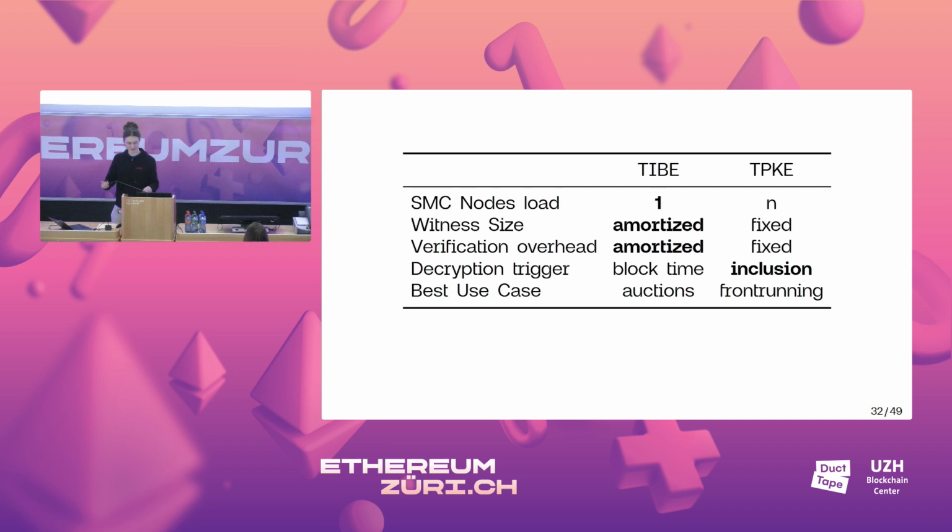So to summarize this a bit in a table, we see that the performance for TIB is better, but the nice property of TPKE is that it's the inclusion of the transactions that triggers its decryption. So this is a bit safer if you have a transaction that doesn't make it into the blockchain. As a result, we think that TIB is great for auctions, because if you have a late bid, it doesn't really matter. But the best use case for TPKE is front-running protection.